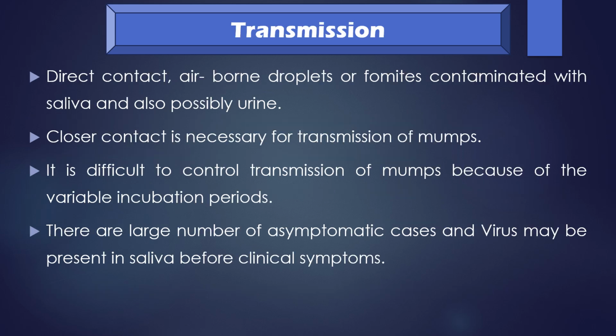Mode of transmission. The viral infection is transmitted by direct contact, airborne droplets or fomites contaminated with saliva, and is also possible by urine. Closer contact is necessary for transmission of mumps. It is difficult to control transmission because of the variable incubation periods. There are a large number of asymptomatic cases, and virus may be present in saliva before clinical symptoms.